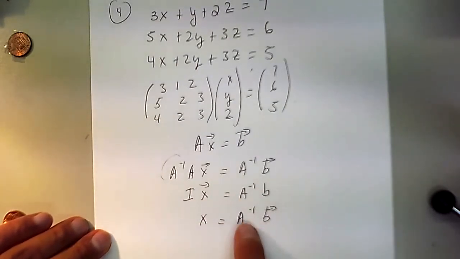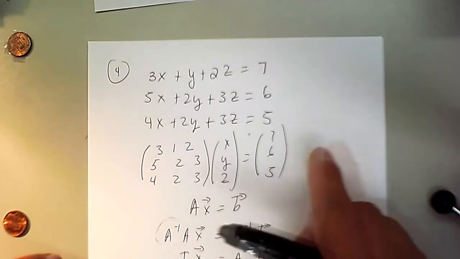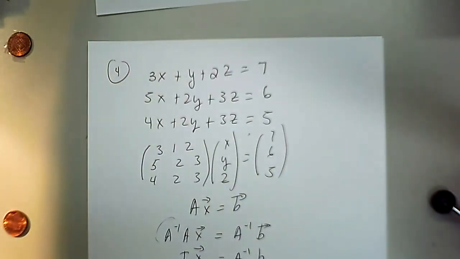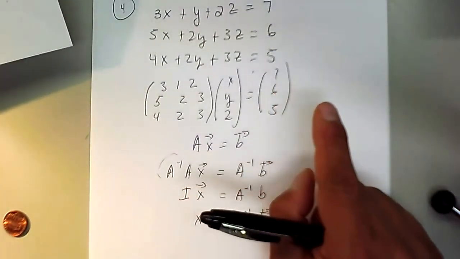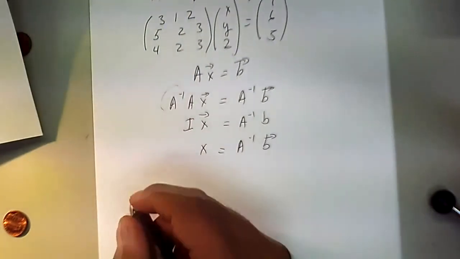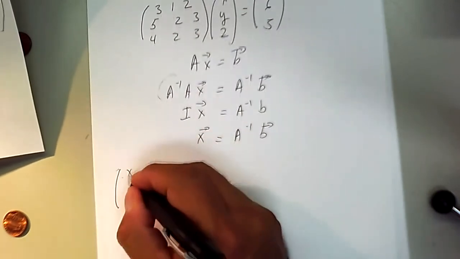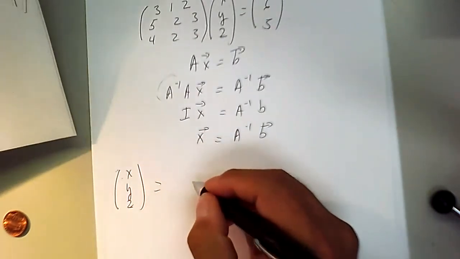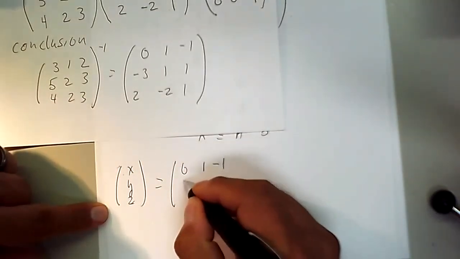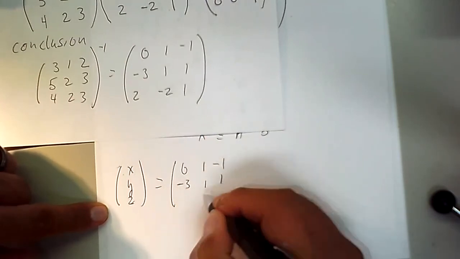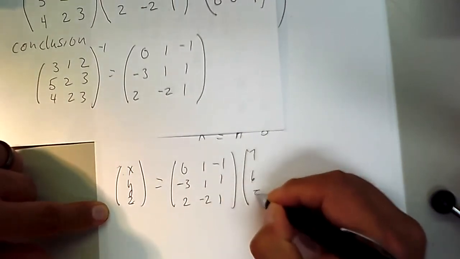So all we have to do is multiply the inverse, which we found in example 3, with 7, 6, 5, and voila, there is the answer, because we already did the work in general. And that's the beauty of this. We don't have to redo the work. Once we do it once, that's it. Okay, so this is the vector X. So X, Y, Z is, copying the answer from here, 0, 1, -1, -3, 1, 1, 2, -2, 1, times 7, 6, 5.